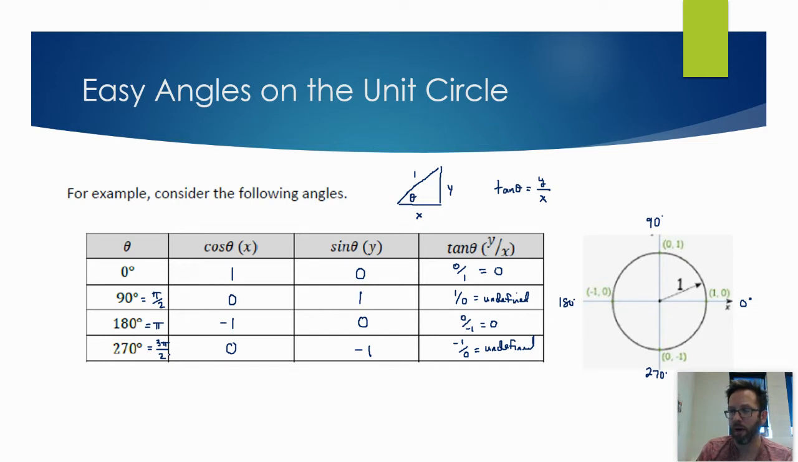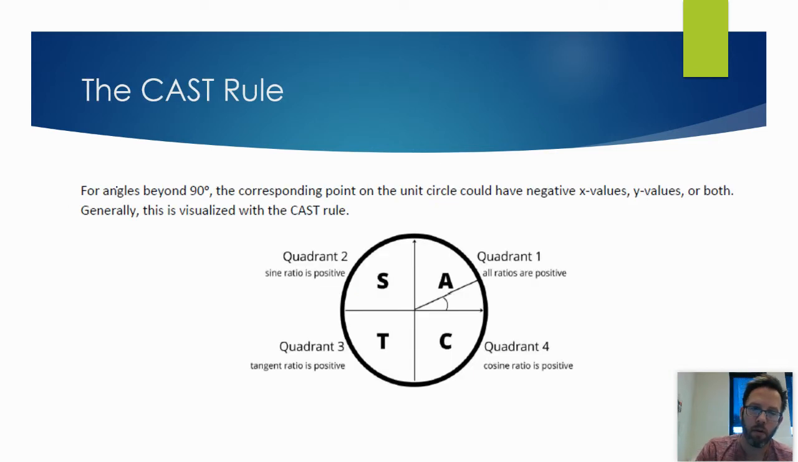And those exact ratios are pretty easy to figure out because of the unit circle. They correspond to 4 pretty nice points on the unit circle. As I mentioned before, when you get angles beyond 90, the point on the unit circle can either have a negative x value, a negative y value, or both. And so to figure out when cosine is positive, when sine is positive, when tan is positive, you guys developed a rule called the CAST rule.